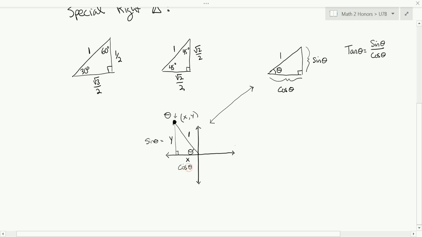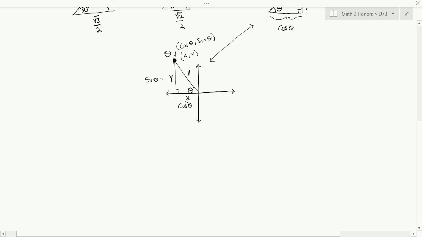And so that's going to be something that's important here. When we're working with a radius or a hypotenuse of 1, your y value will always be your sine. Your x value will always be your cosine. So this coordinate here is going to end up being the cosine of theta, comma, the sine of theta. Okay.